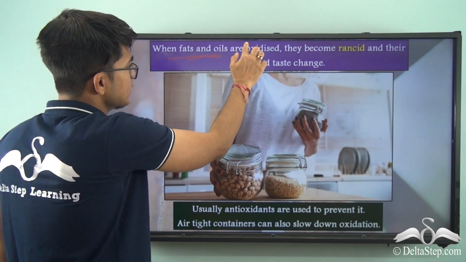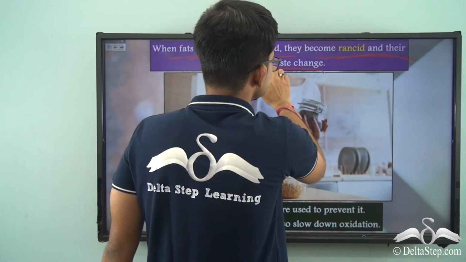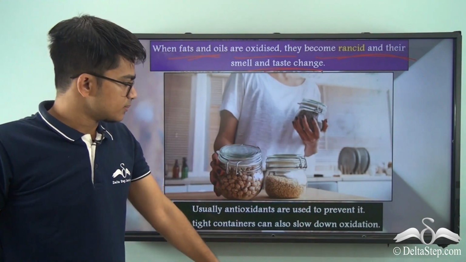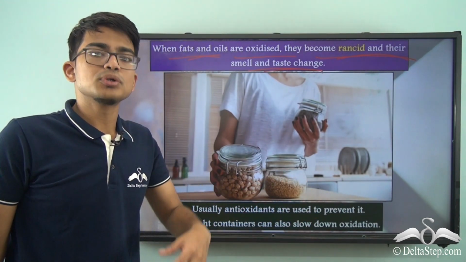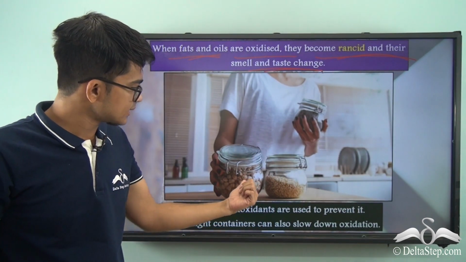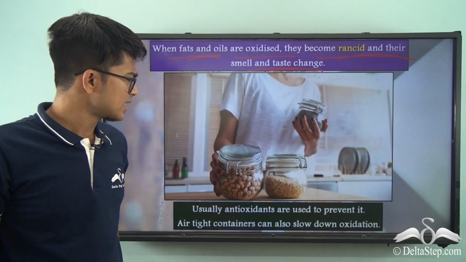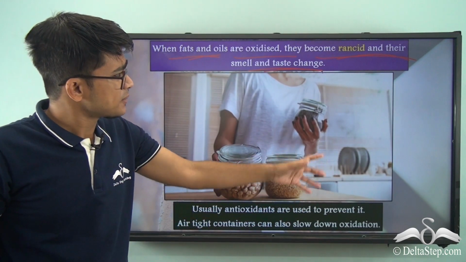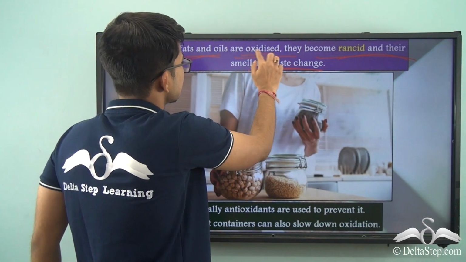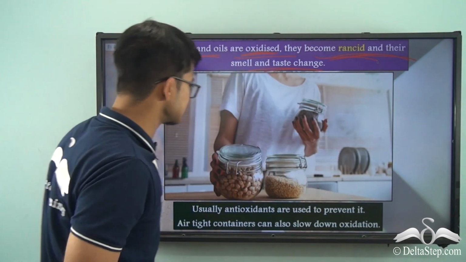When fats and oils are oxidized, they become rancid and their smell and taste change. You have seen this at your house, mainly with immediately fried food, like the fast foods we eat, which are not kept for long. But certain things like some fries are kept in little boxes. When they are kept, they lose their taste and get oxidized by the environment. When fats and oils are oxidized, they become rancid. This entire process is called rancidity.